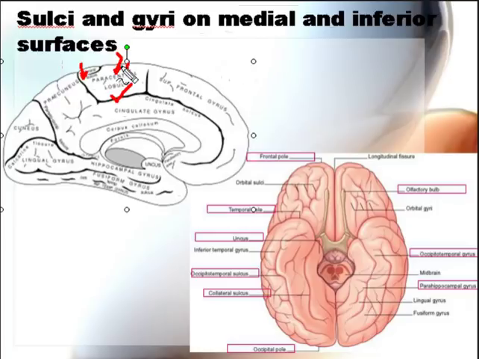Then you see a very important sulcus which is known as the cingulate sulcus. So this sulcus going up like this is called the cingulate sulcus, and below it and above the corpus callosum is this gyrus which is called the cingulate gyrus. I have mentioned this cingulate gyrus quite frequently, and this cingulate gyrus is connected to the limbic system.